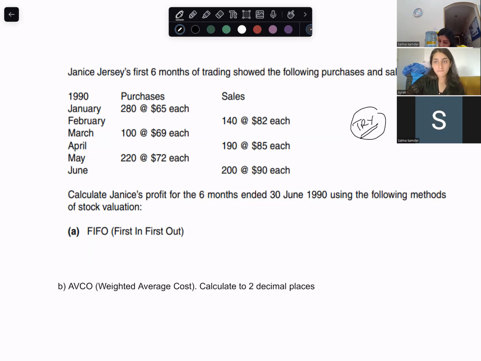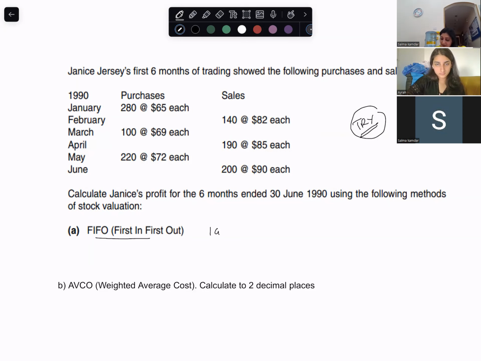So you have to calculate inventory on the last date using FIFO method. When I'm using FIFO method, that means what you purchase first is sold first. So your closing inventory will be out of the most latest purchase. Are you with me? Yes.